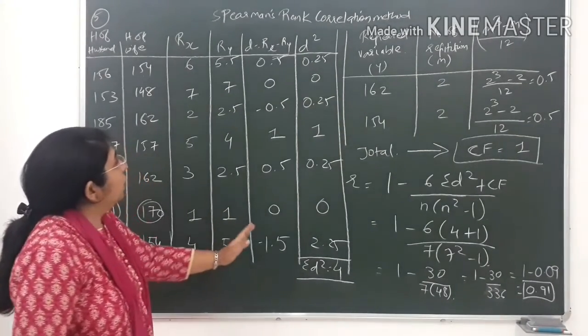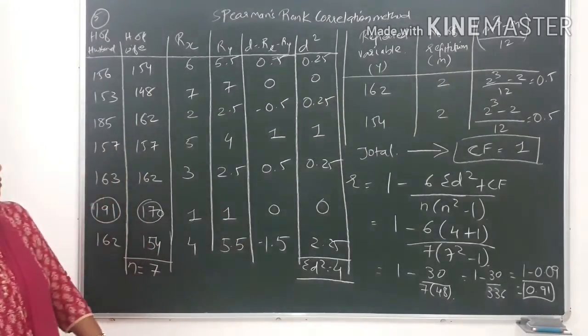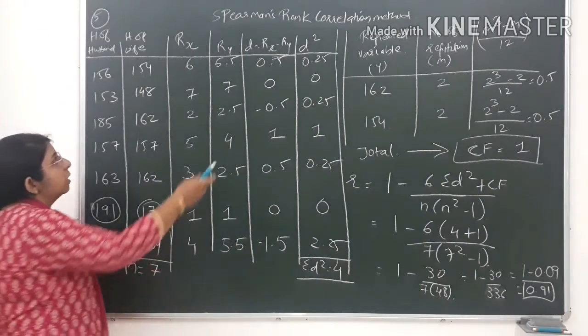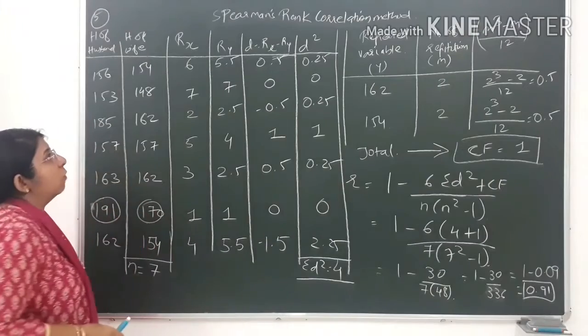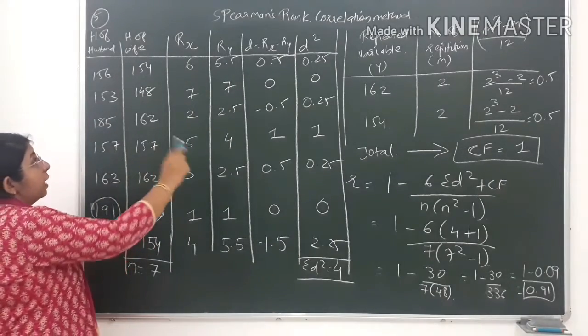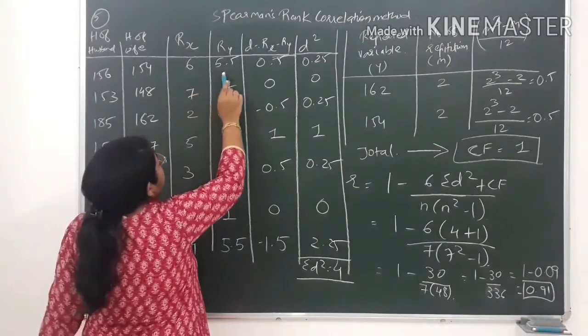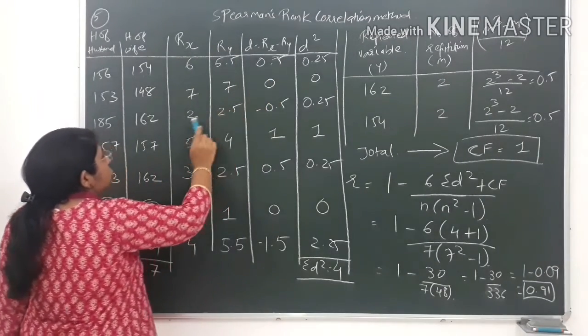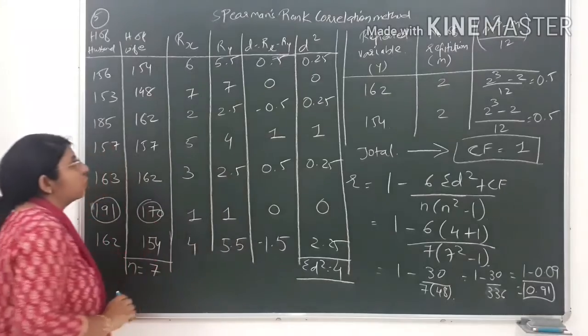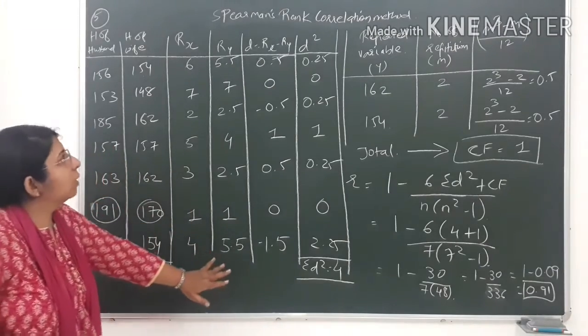Then afterwards the remaining steps are the same as we have already studied in the previous sums, that is to find D. D means Rx minus Ry, the difference of the ranks of the 2 variables. So 6 minus 5.5 will come to 0.5, 7 minus 7 is 0, 2 minus 2.5 means minus 0.5, and so on. Now you know it very well.